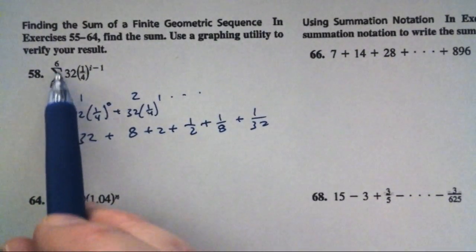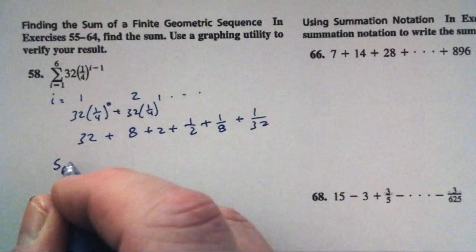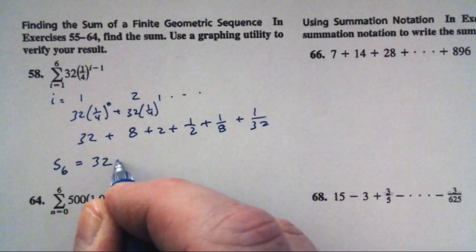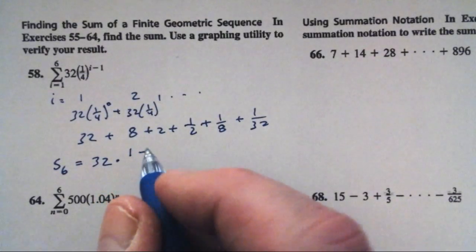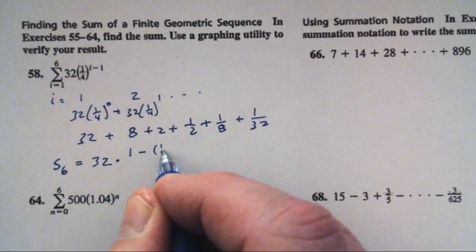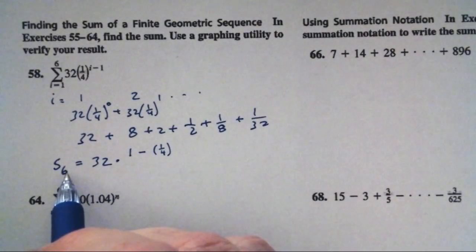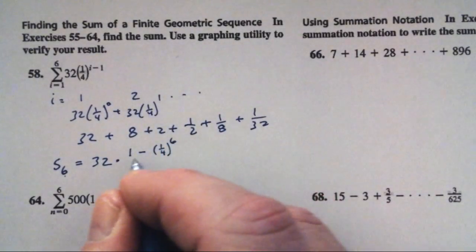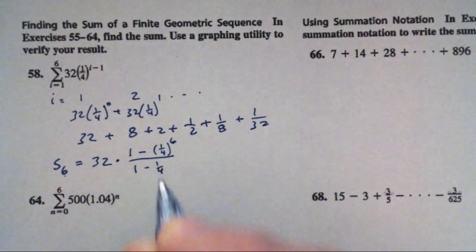5 steps from 1 to 6. So 6 terms. We've talked about that a lot. Sum of the 6 terms equals, remember, it was the first term times 1 minus our ratio. Our ratio is 1/4 to the n, our number of terms, 6, all on plain old 1 minus 1/4.